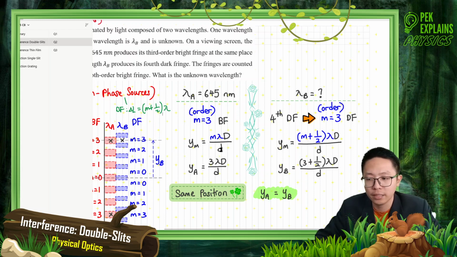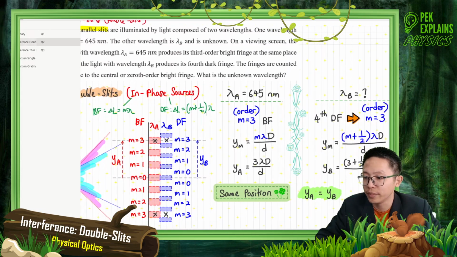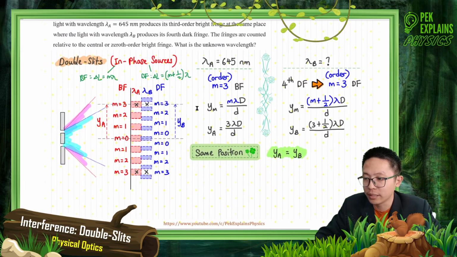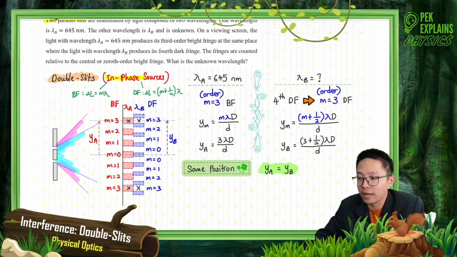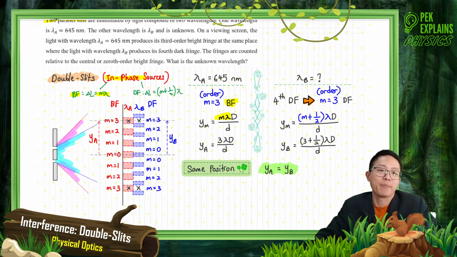We have m lambda D over d, or m plus half lambda D over d. So m lambda D over d is for bright fringe, m plus half lambda D over d is for dark fringe. Why like that? Because I remember the concept: in phase, bright fringe, the delta L must be m lambda. For dark fringe, must use m plus half lambda. So I remember the concept for in phase. If bright fringe is m lambda, that's why the formula for Ym is also m lambda.